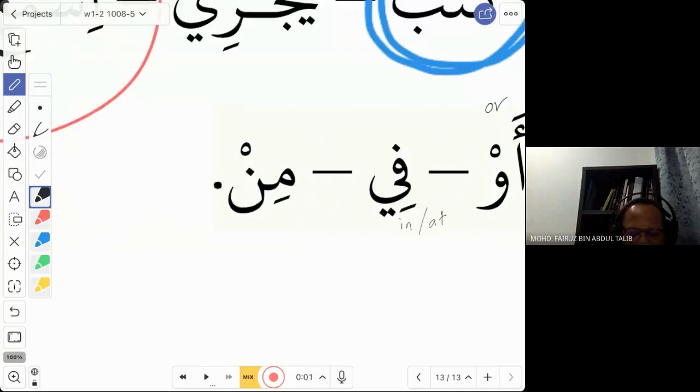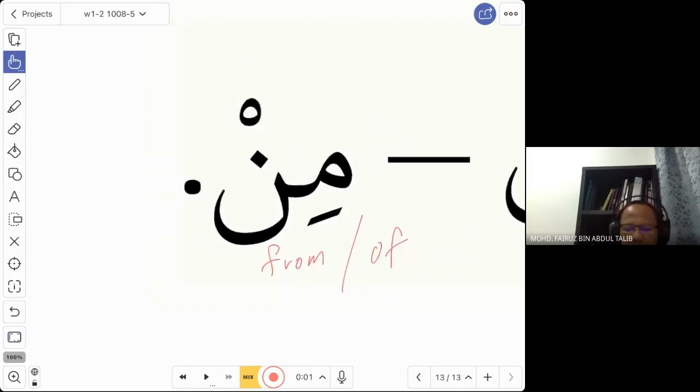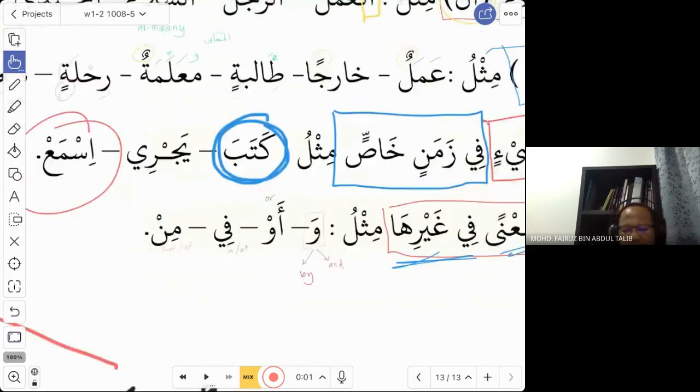Another example is this, min. Min means from. So one of the common examples for the word min is from. Yeah, from. But sometimes you see the word min, but it is not from. It means one of the, okay, of. So that is also min. Sometimes it means of. So it depends on the context. All right. So these are some examples of the harf.